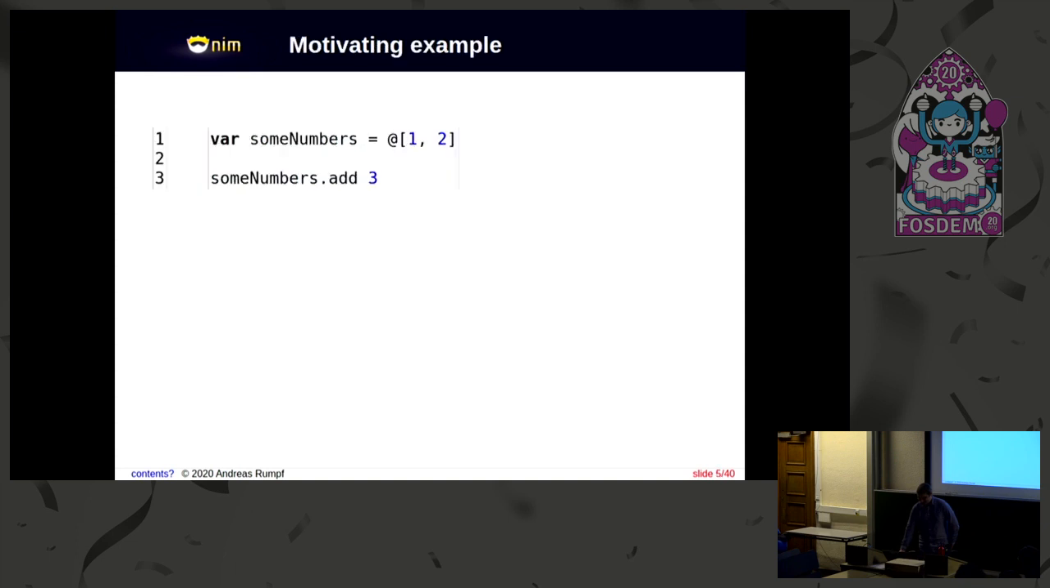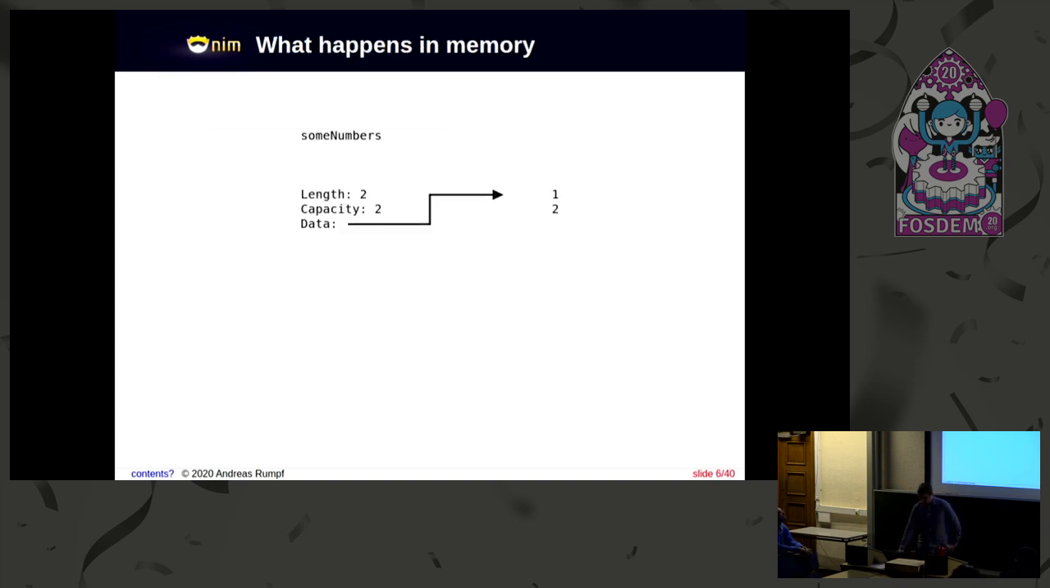So here is an example. I have an array with 2 elements inside, and then I append the number 3 to it. And so this is a growable array. I think in C++ it's a vector, and in Nim it's called a sequence. So here is what happens in memory. We have this growable array, and it actually has a length and a capacity and a single pointer to a block of memory that can grow.